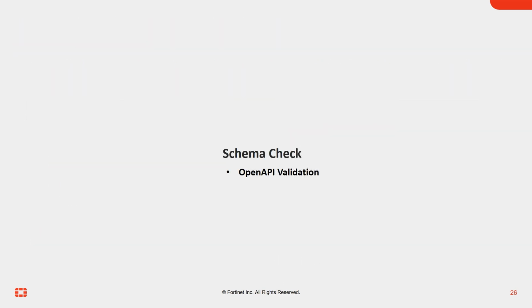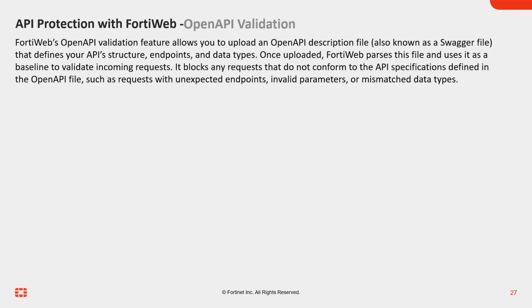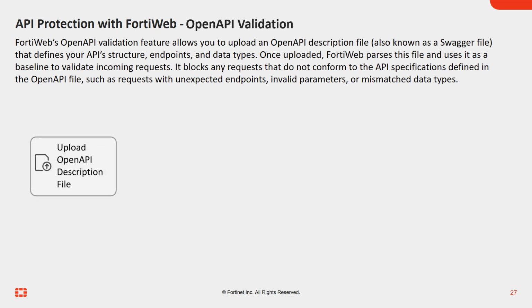FortiWeb can also zoom in on the API schema itself, just like with the OpenAPI Validation feature. FortiWeb's OpenAPI Validation feature helps ensure that only properly structured API requests are processed. You can upload an OpenAPI description file that defines your API structure, endpoints, and data types. Once uploaded, FortiWeb parses the file and uses it as a baseline to validate incoming requests.